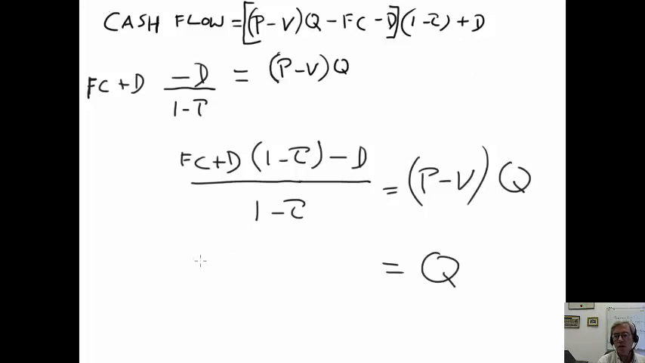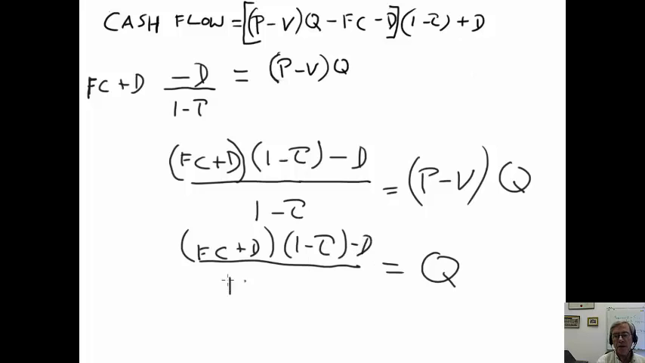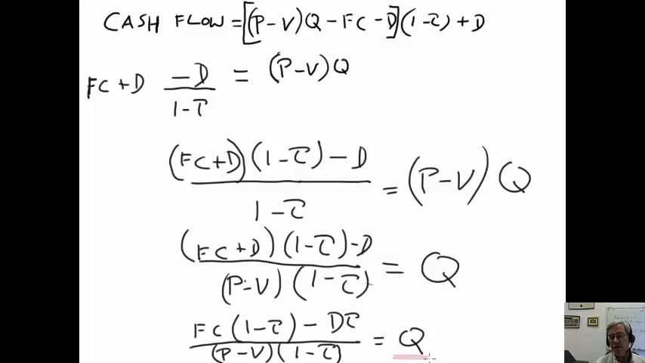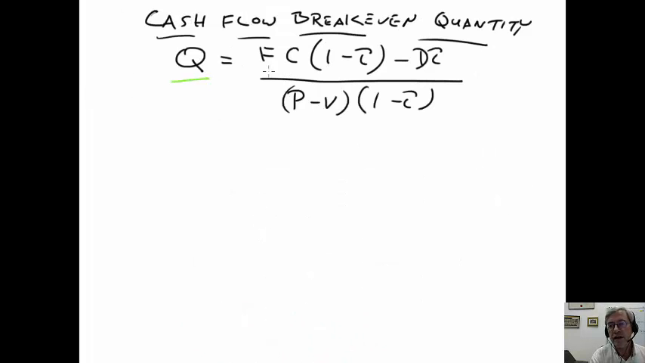Q is equal to (FC plus D)(1 minus T) minus D, over (P minus V)(1 minus T). We find that the break-even quantity from a cash flow point of view is equal to the fixed costs times 1 minus the tax rate, minus the depreciation tax shield, divided by the contribution times 1 minus the tax rate. It's not very intuitive, but let's work through the example again. Q is equal to the fixed costs, times 1 minus the tax rate, minus the depreciation tax shield, divided by the contribution times 1 minus the tax rate.